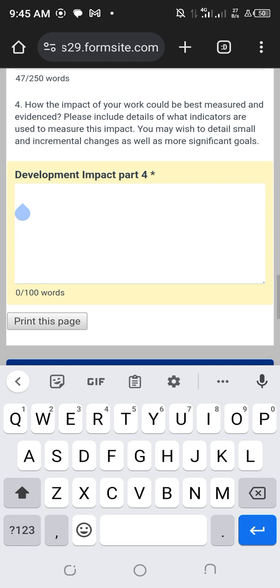Okay. From this 50% that you want to impact, it can be you listing them out. You might say from this 50%, within so many years, out of this 50% I want to impact, 10% from it will have been impacted. It can be from small, like you see the last sentence, they say you may wish to detail small and incremental changes as well as more significant goals.